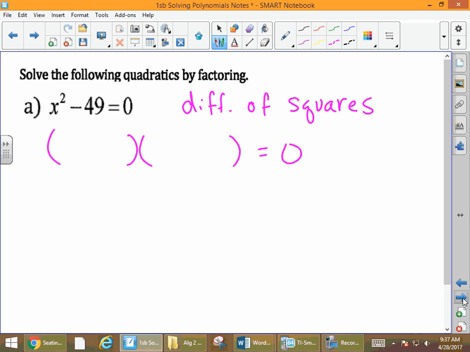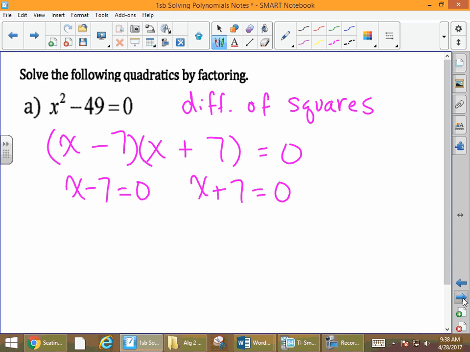And when we solve something with the difference of squares, or when we factor with difference of 2 squares, we can take the square root of x squared, which is x and x. We can take the square root of 49, which is 7 and 7. And difference between 2 squares, different signs. But what we're doing today is we're not only factoring, but we're also solving. And in order to solve, we're going to take our factors. X minus 7, we're going to set it equal to 0. X plus 7, we're going to set it equal to 0.